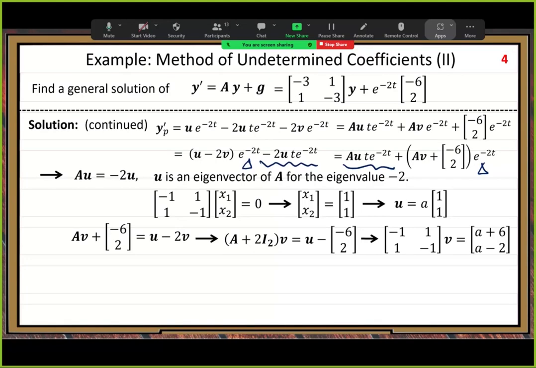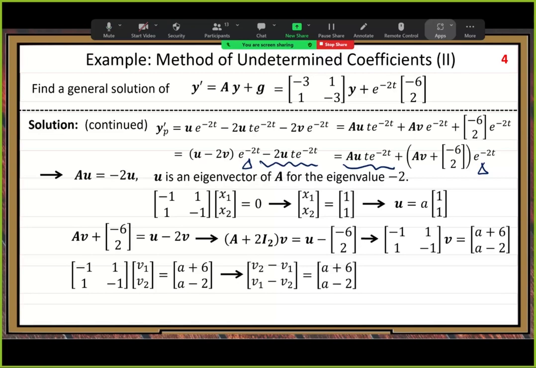How to find v and A here to solve the whole problem? So here, v, let's use v1, v2. To find v1, v2, we need to solve this equation. Then, do the matrix vector multiplication: v2 minus v1, v1 minus v2 equals this vector, the right-hand side.